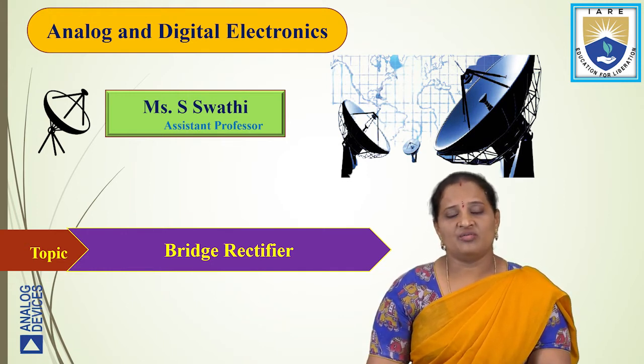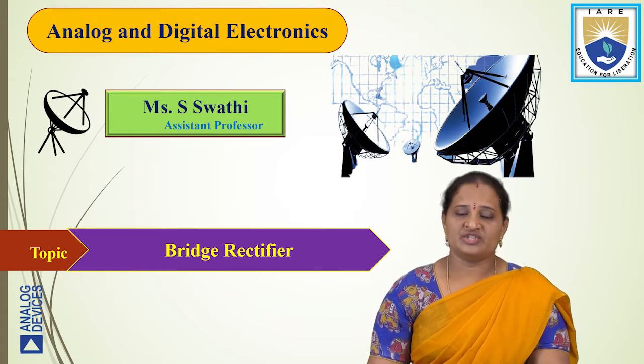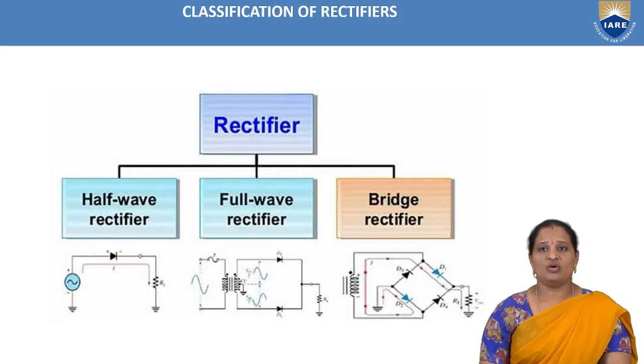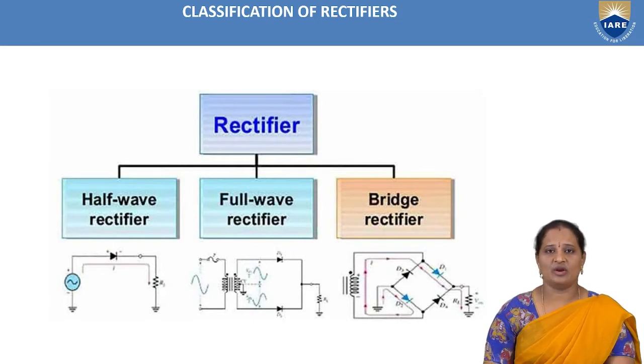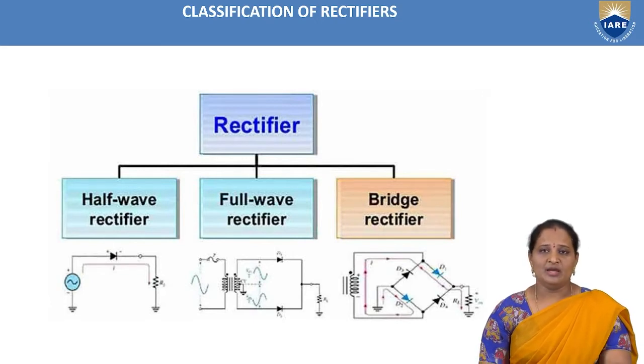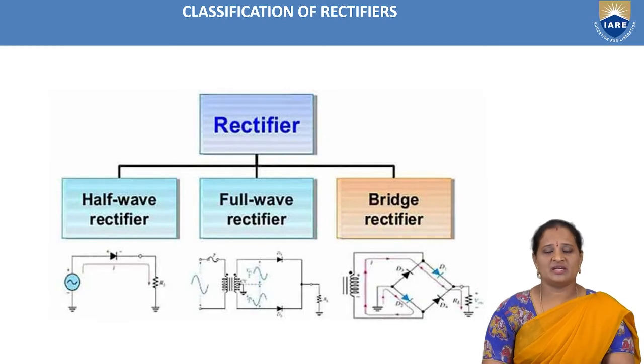In this lecture, we'll discuss bridge rectifiers. As you all know, a rectifier is a circuit which is used to convert an AC supply into a pulsating or DC supply. Rectifiers are basically classified into two types: half-wave rectifier and full-wave rectifier.